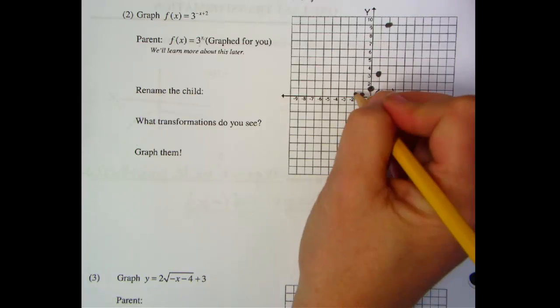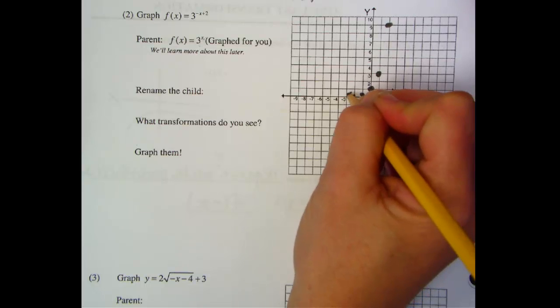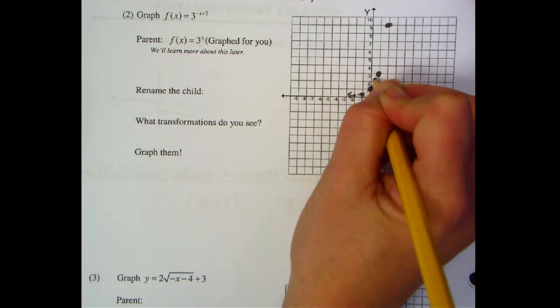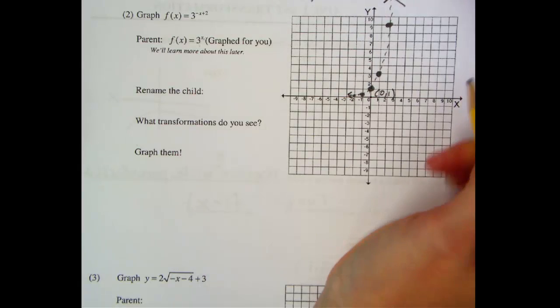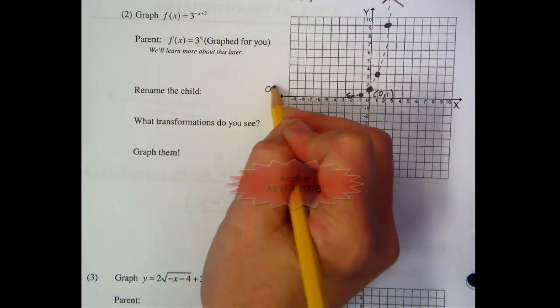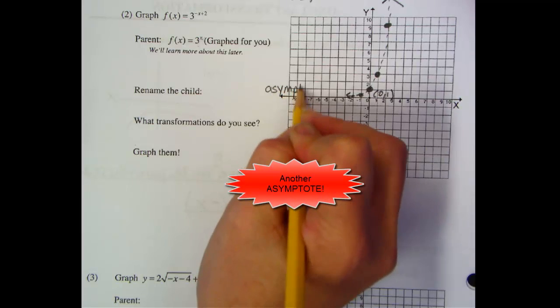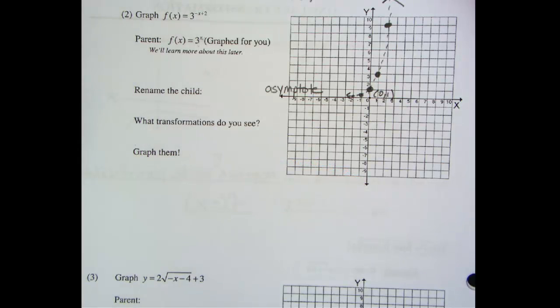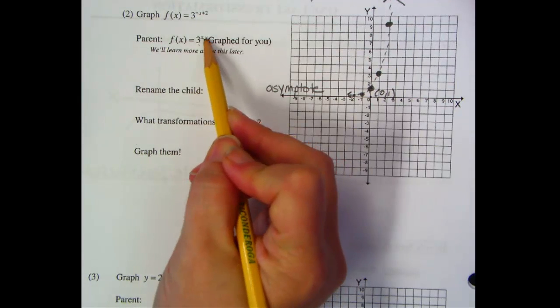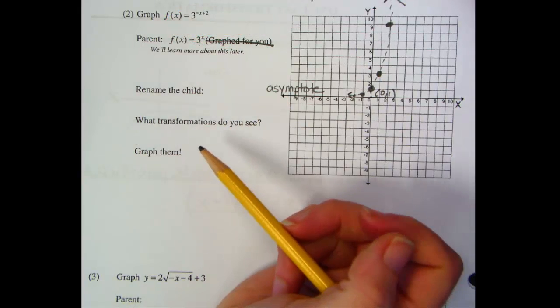It's going to be pretty hard to draw. So again, we can see that we're getting super duper close to 0, but never getting there. So our x-axis is an asymptote, a line that a graph approaches but never touches. So there's the parent graph that actually was not graphed for you, but we just did that together.